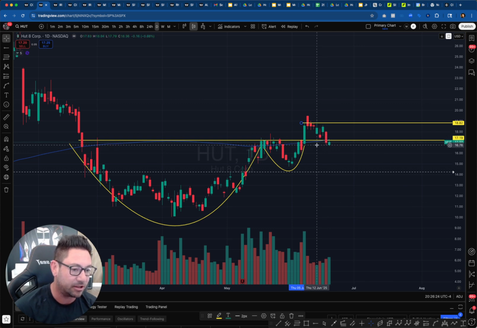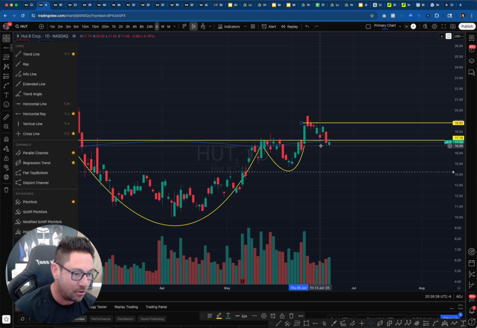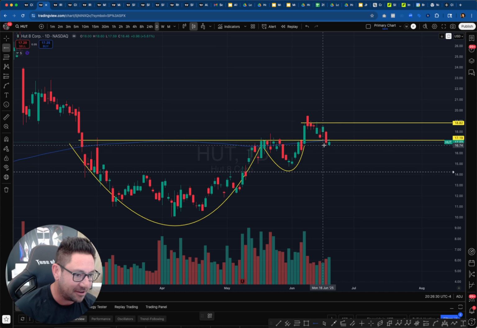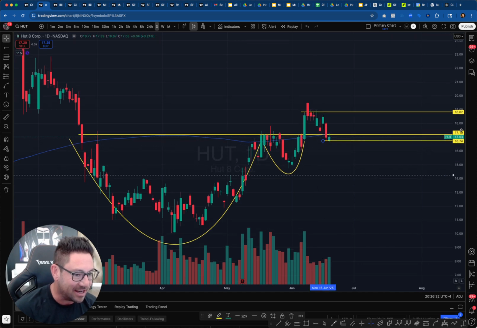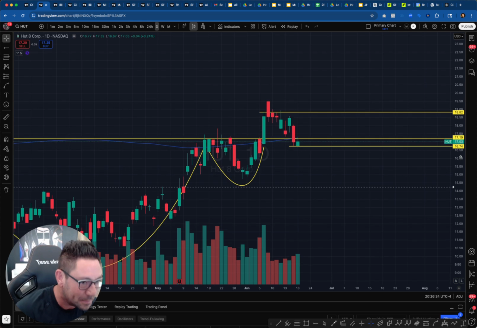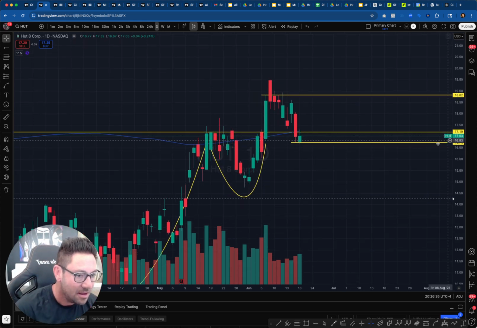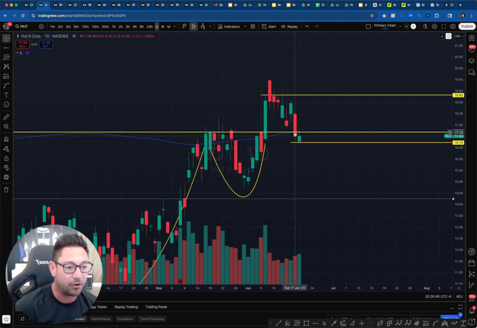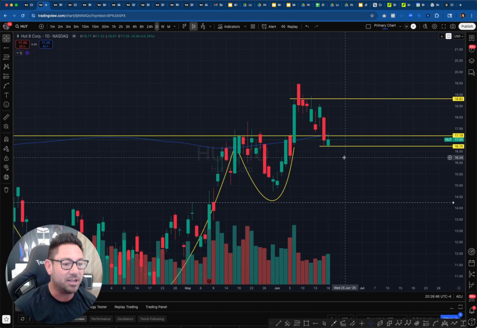But check this out. So here's the low into it, right? Look at this. How interesting is this? So did we get a candle close below that to confirm that breakdown candle? And the answer is we did not. It closed right here, right? So pretty interesting stuff.